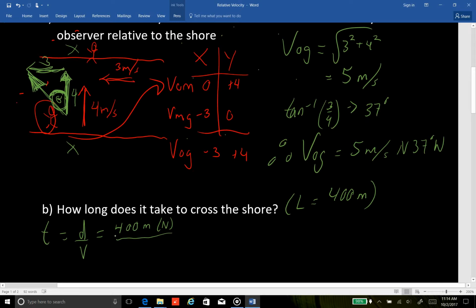Now, what's the speed, or in this case, the velocity? Do we use 3? Do we use 4? Or do we use 5? What do you think? The question is asking you, how long does it take to cross the river? Well, we have to assume that the speed here is constant.